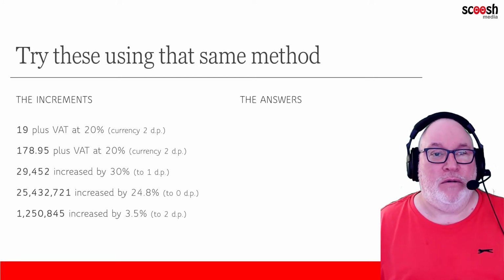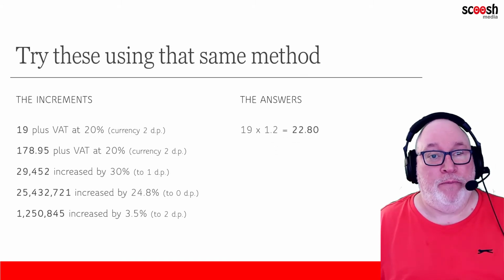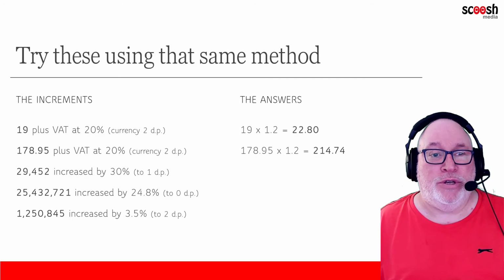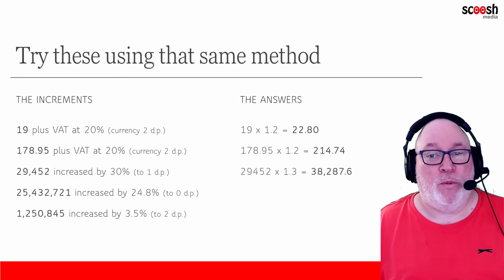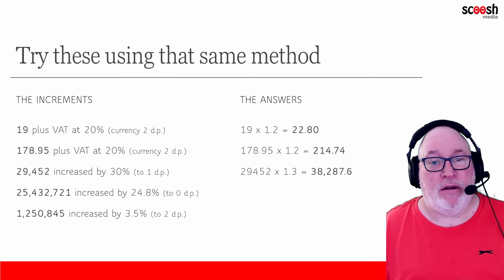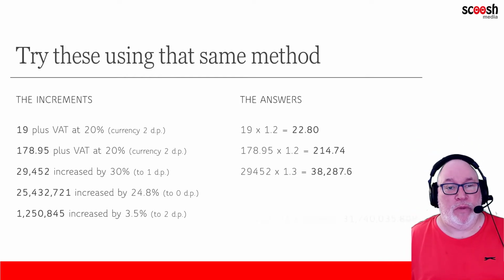So 19 plus 20%, you just do 19 times 1.2. 22.80, because it's 2 decimal places. 178.95 times 1.2, same thing. Next one was an amount increased by 30% to 1 decimal place. There we go. Round off to 1 decimal place. So it's 1.3. 30% plus the original amount.